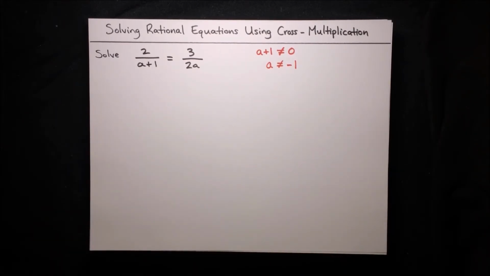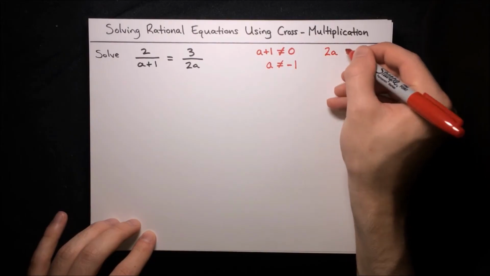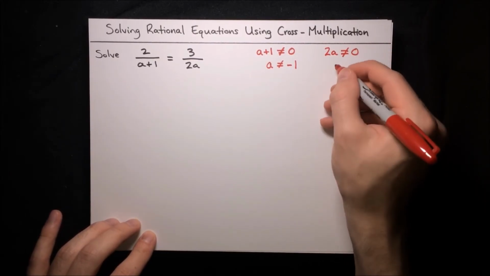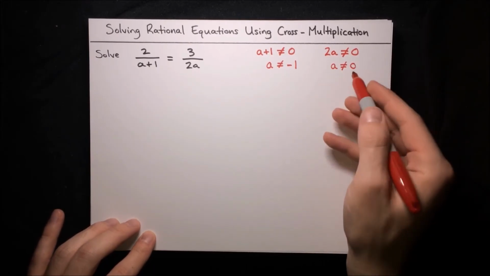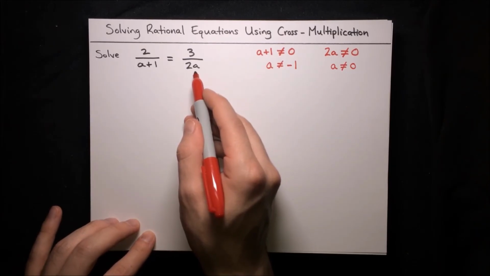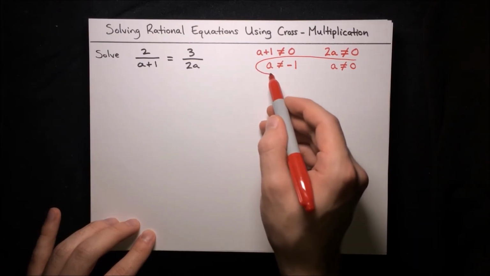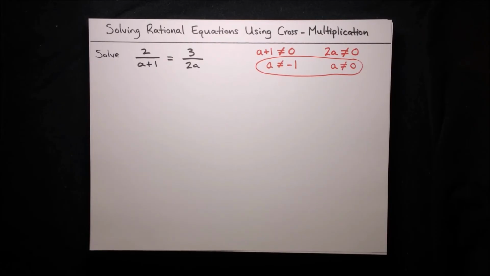And let's find the other bad value. The other bad value comes from the other denominator, 2a. So we need 2a to be not equal to 0. Divide both sides by 2, and you get a is not equal to 0. And indeed, if a were 0, that would cause this denominator to become 2 times 0, which is 0. Okay, so we know that a is definitely not equal to -1, and it's definitely not equal to 0. But what is the actual value of a? Let's solve this equation to find out.